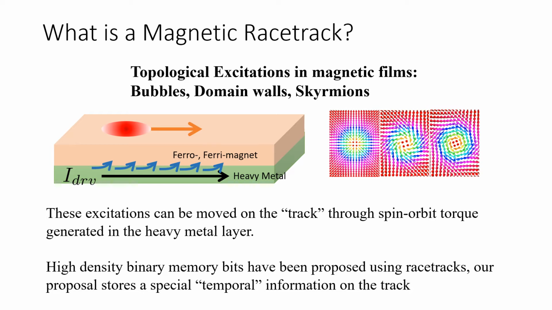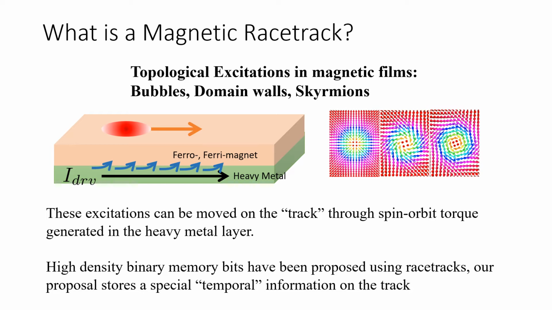Now, people have proposed high-density binary memory bits using racetracks, especially Stuart Parkin's group, which came up with the racetrack memory initially using domain walls. In our proposal, we are storing a special kind of information, what we call temporal or time-like information, on the track. What do I mean by that? We'll go into details in this poster. But before we do that, why do we care about storing this temporal information?